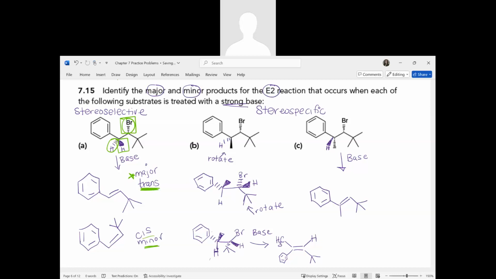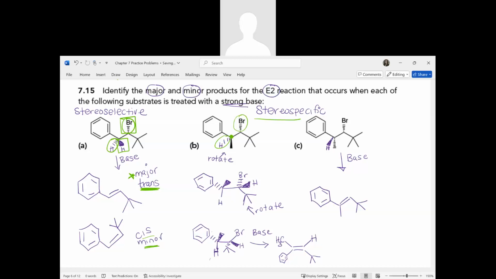Then we see with our substrate B here that this would produce a stereospecific product. And we see that only this beta site here has a proton available. So first we need to get our compound into an orientation, or conformation rather, where we have our proton and bromine in an anti-periplanar position so that we could deprotonate, and then we would see this leaving group with the bromine.